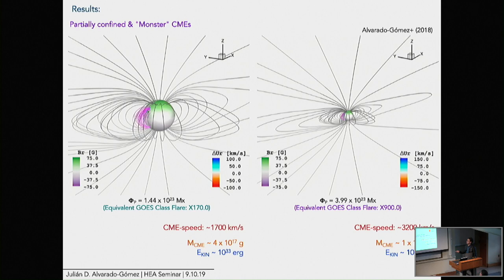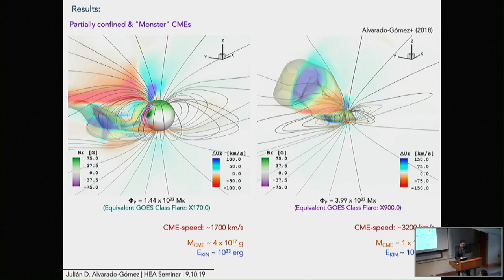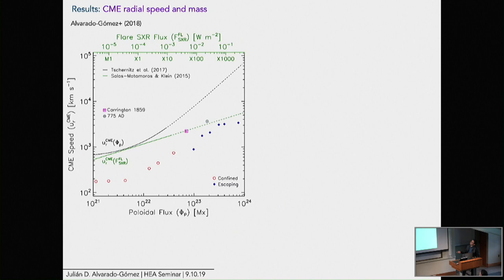So we actually could go even further and put numbers for things that we don't observe in the sun typically, flares on the order of X100 or almost 1,000 in the GOES classification. We don't even have classifications for those. And those flares will have very large kinetic energies and masses. But in those cases, the coronal mass ejections are able to break out and go away, carrying away mass and energy.